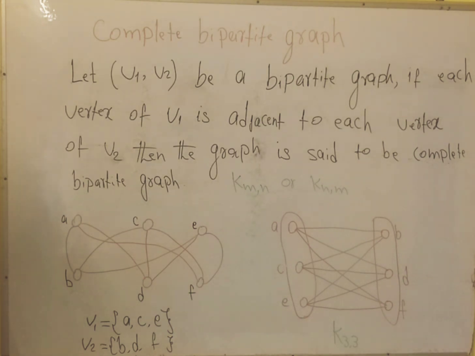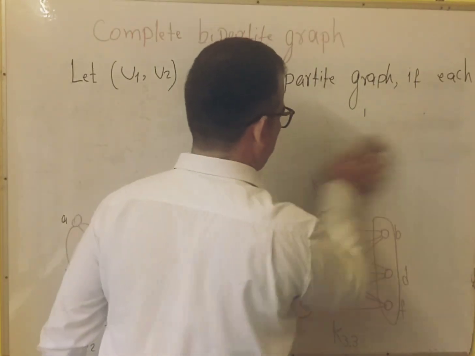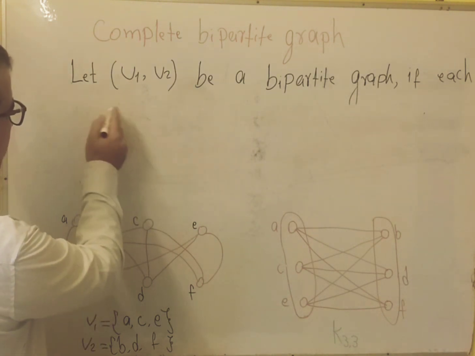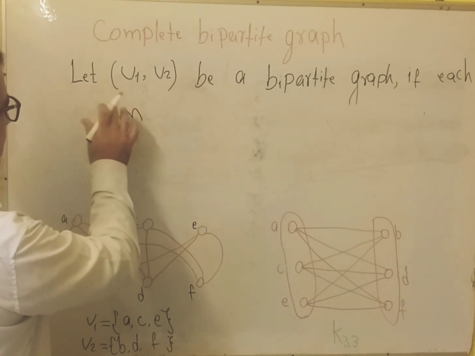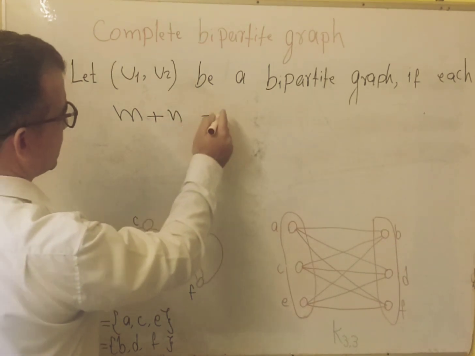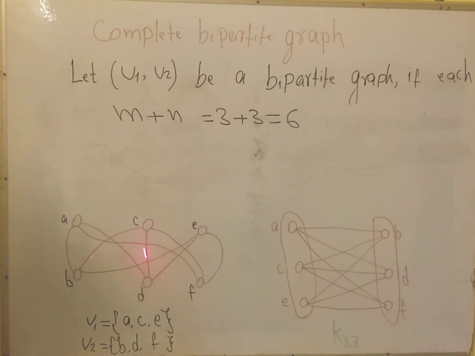And in a complete bipartite graph, the number of vertices is always m plus n. Look at this example. Here m is equal to 3 and n is also equal to 3. So the number of vertices in this graph is 3 plus 3, which equals 6. It means this complete bipartite graph has 6 vertices: 1, 2, 3, 4, 5, 6.